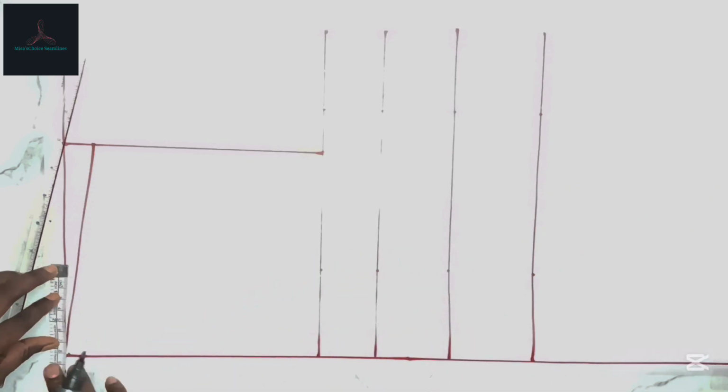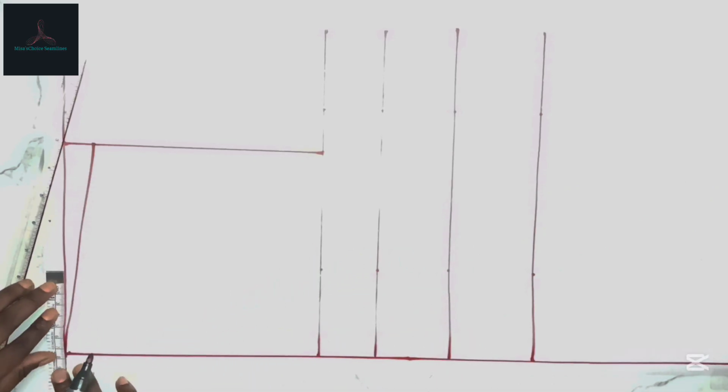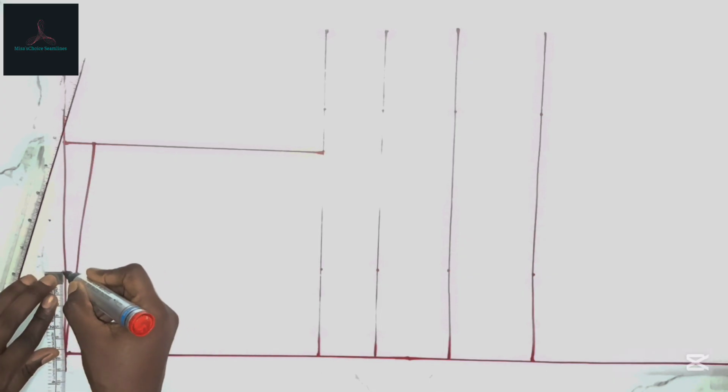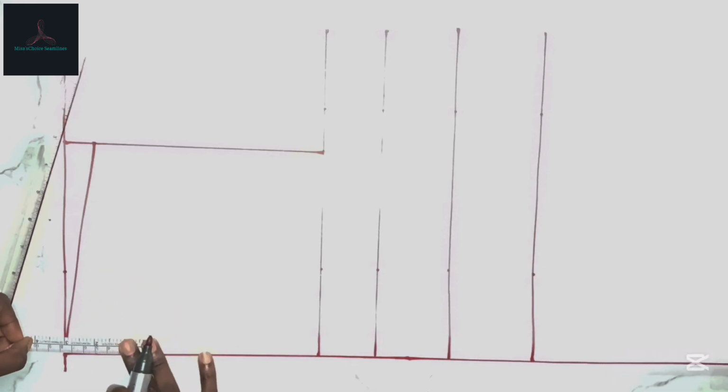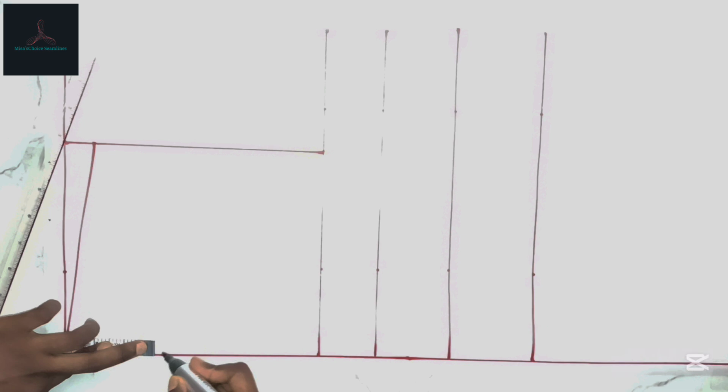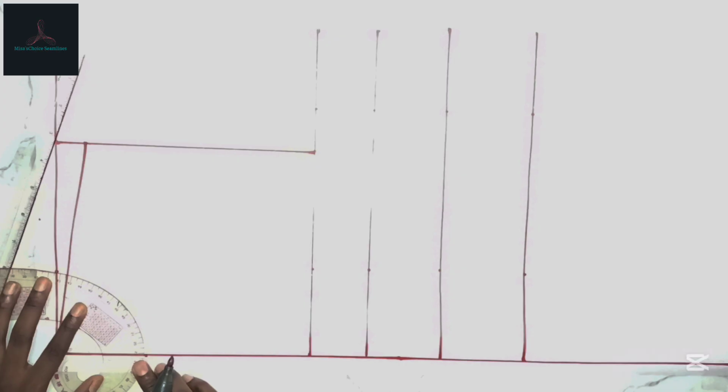The next now is for me to take my neck circumference. I'm going to take it as 3 inches by 3 inches. This is standard, this is basic. You will manipulate this to your preference while you are making your own style. And I'm going to curve it with my curve rule.